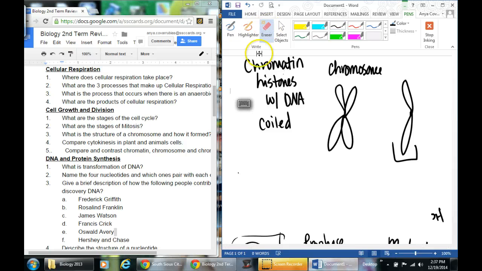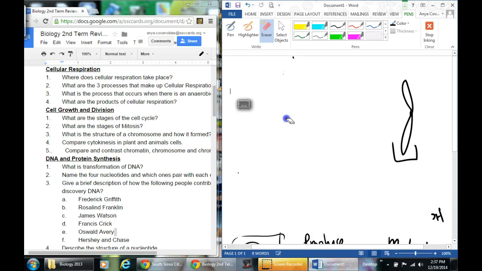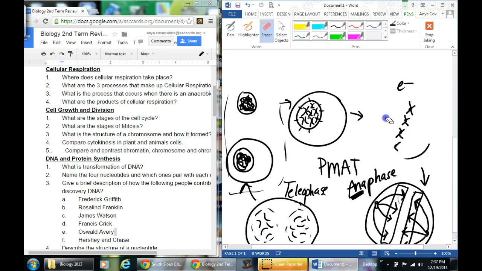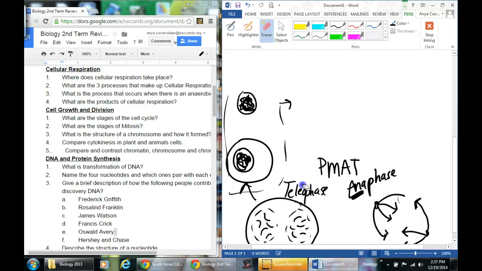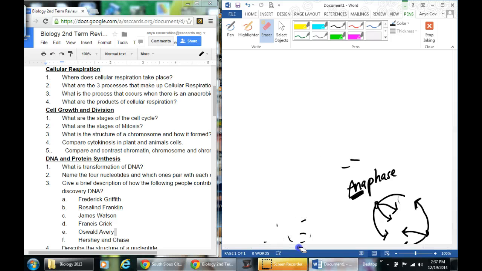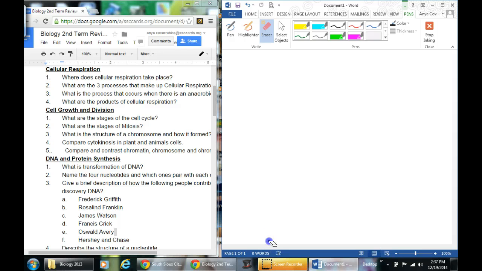Alright, the next part that we're going to talk about is DNA and protein synthesis. So now we're going to zoom in on replication and what happens during the S phase. The S phase is when, during the cell cycle, the DNA is being replicated, and then what's happening during G1 and G2 is the cell is carrying out its normal processes.